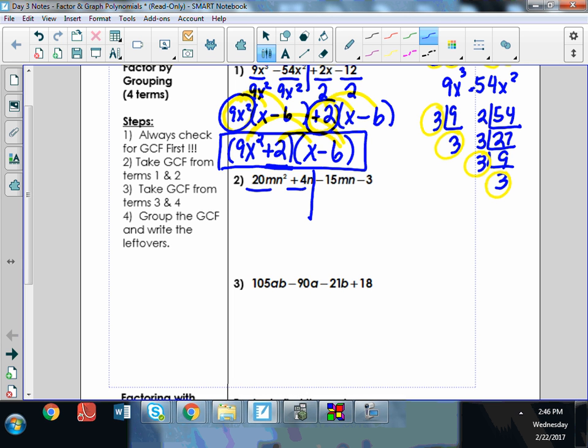And I heard someone say 4, do they have a letter in common? They have an n in common because this one is 4n. So in the front I have 4n, and it's going to be times 5mn, and then plus 1. Okay, so one way that you can check while you're working is think about, if I multiplied 4n by 5mn, would I get the original?